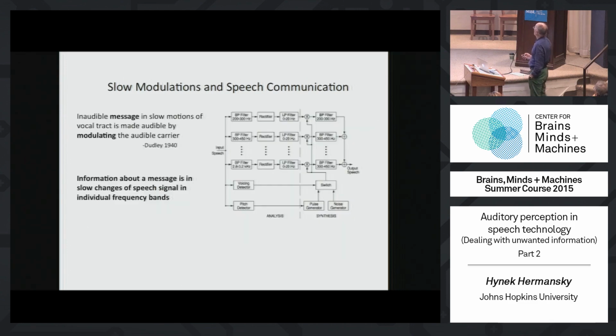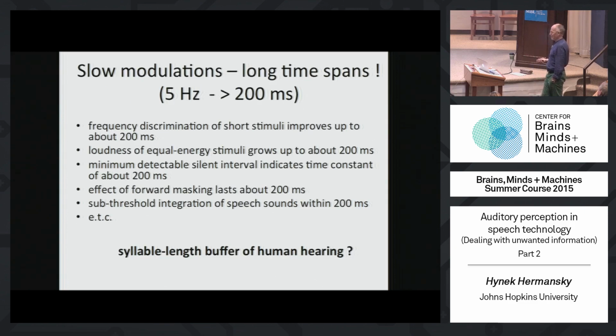Just to summarize what I told you so far, Homer Dudley was telling us information about the message is in a slow modulation, slow movements of the vocal tract, which modulates the carrier. Information about the message is in slow modulations of the signal, slow changes of speech signal in individual frequency bands. Slow modulations imply long impulse responses, right? So 5 hertz by something around 200 milliseconds.